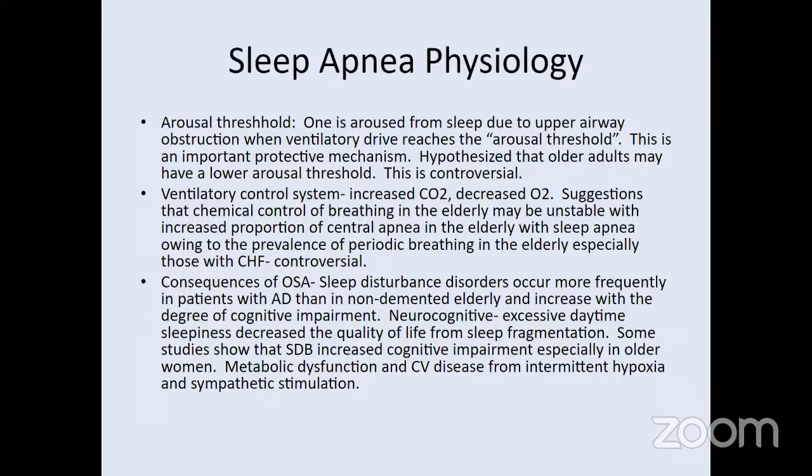So, sleep apnea physiology, arousal threshold. One is aroused from sleep due to upper airway obstruction when ventilatory drive reaches the arousal threshold. This is an important protective mechanism. It is hypothesized that older adults may have a lower arousal threshold, and this is controversial.